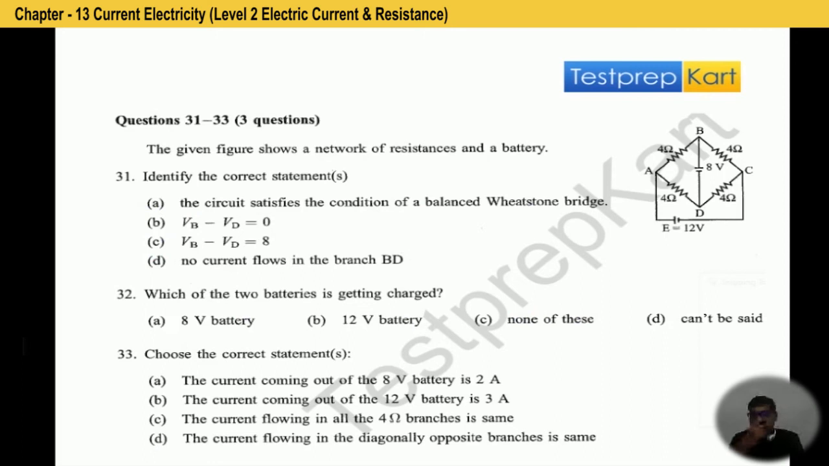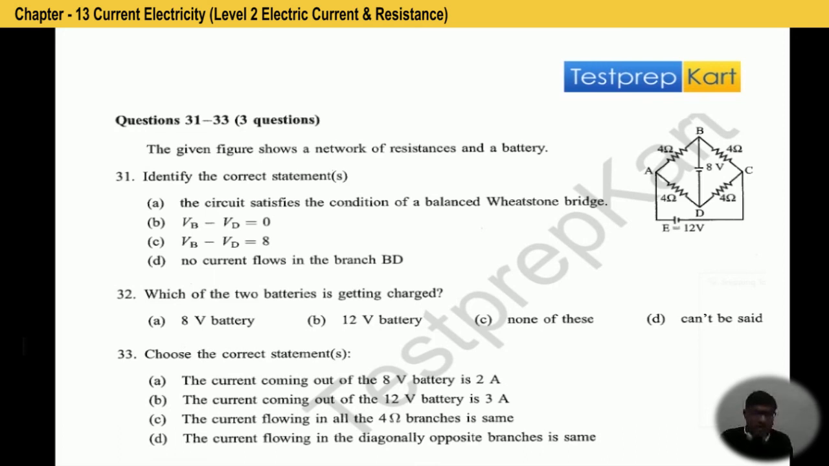Now, this question is very interesting. It seems like a balanced Wheatstone bridge, but in place of load resistance, there is an 8-volt battery connected across terminal VD and a 12-volt battery connected across terminal AC. So we can directly answer question number 31, then we'll perform further analysis.